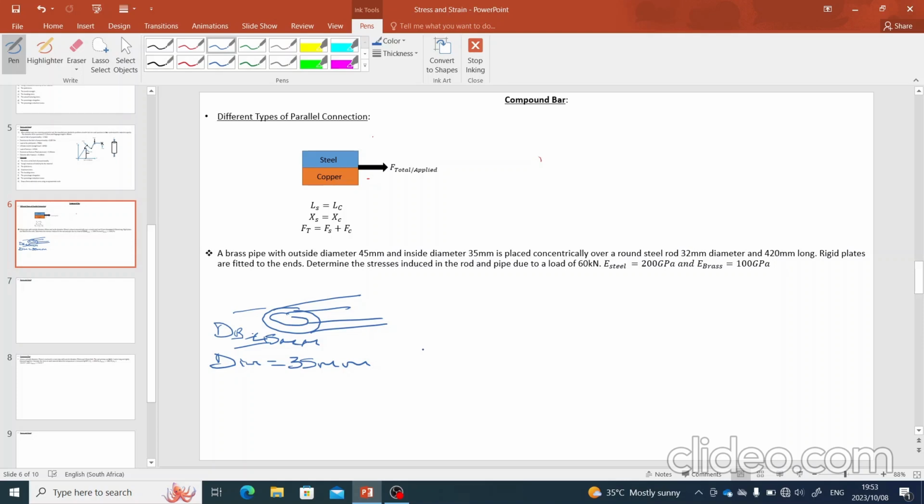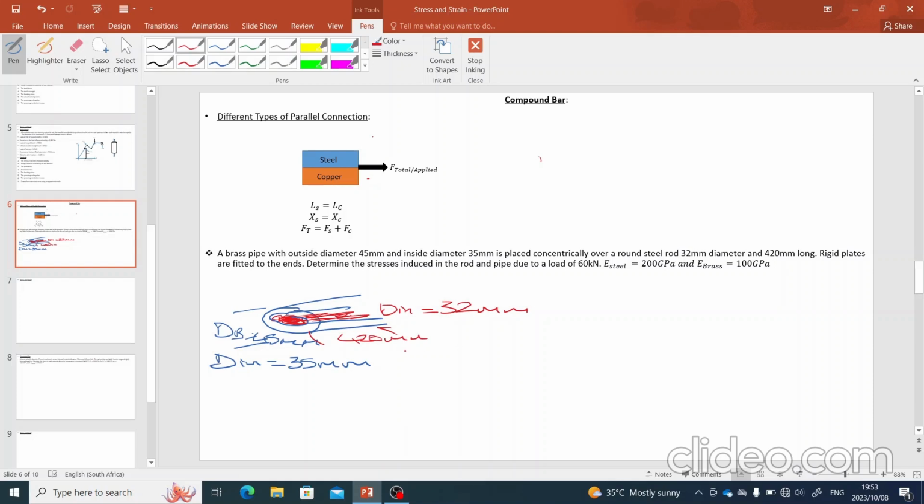It is placed concentrically over a round steel bar rod. Now, there's a round steel bar inside. It's a solid one. This one is hollow. Then there's that solid one inside there. And the diameter of that solid one is 32 mm. Then the length of this is given as 420 millimeters.